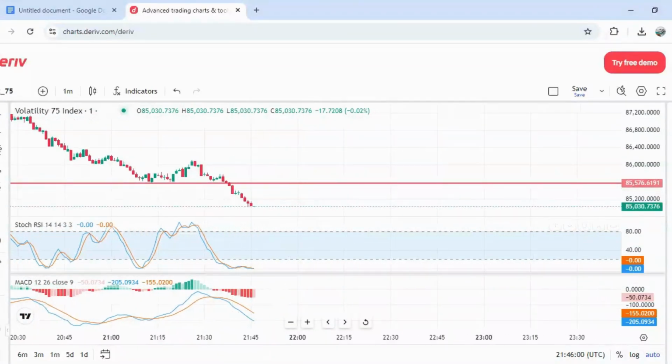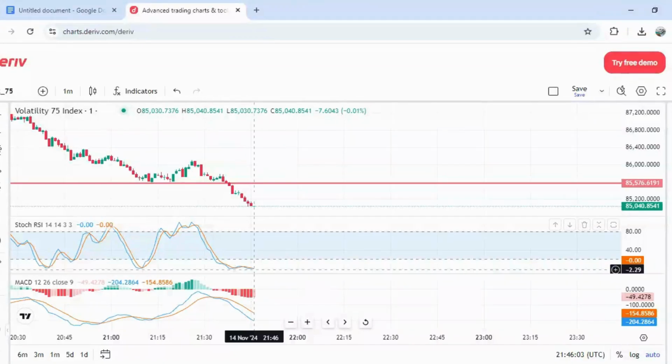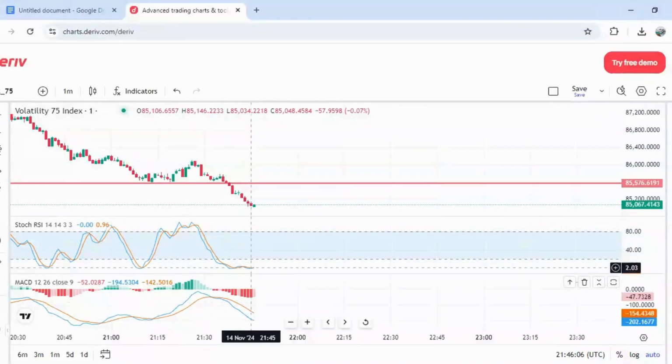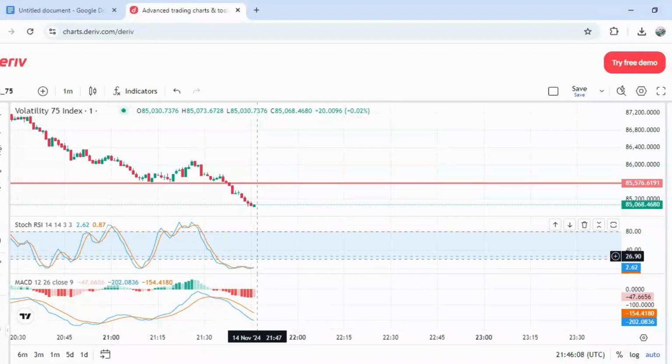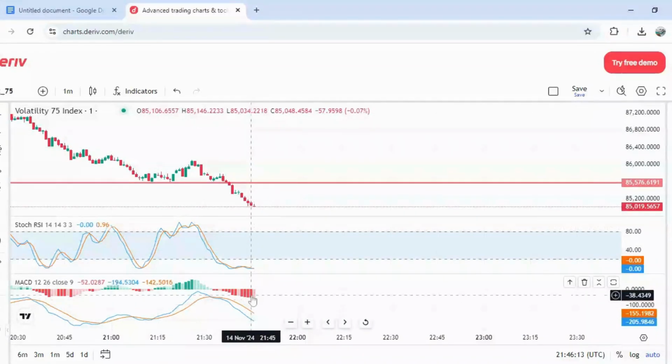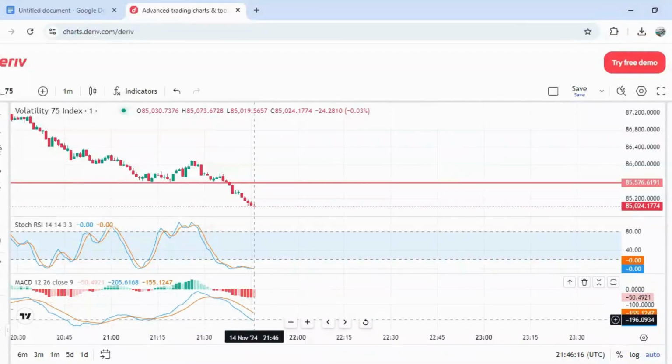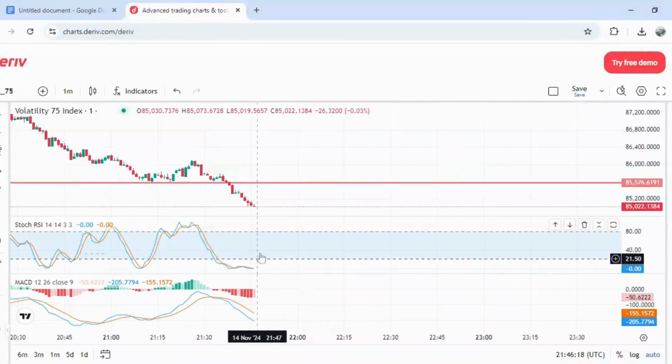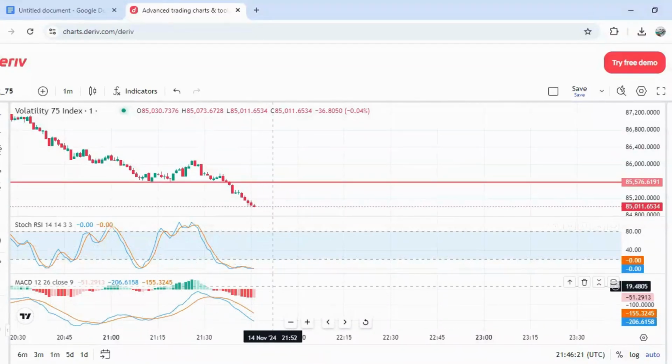So all you have to do here is wait for the RSI lines to show they are going up, or if they have entered the blue area. When they have entered the blue area, wait for these two lines to meet. Although when they are entering this area, these lines usually have met, or they are meeting.